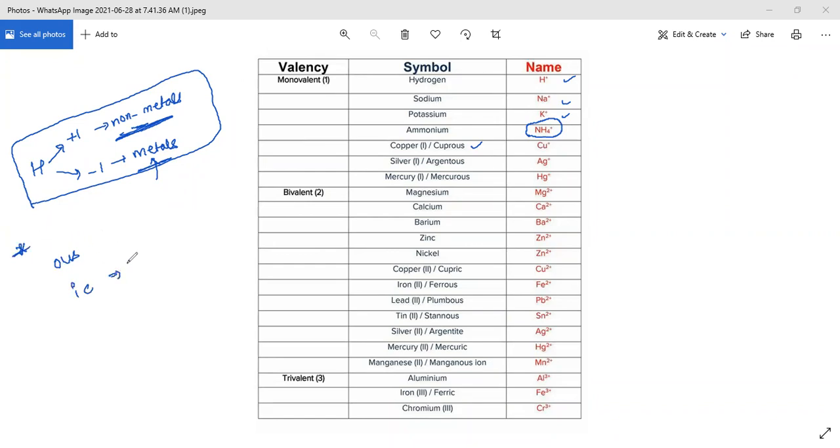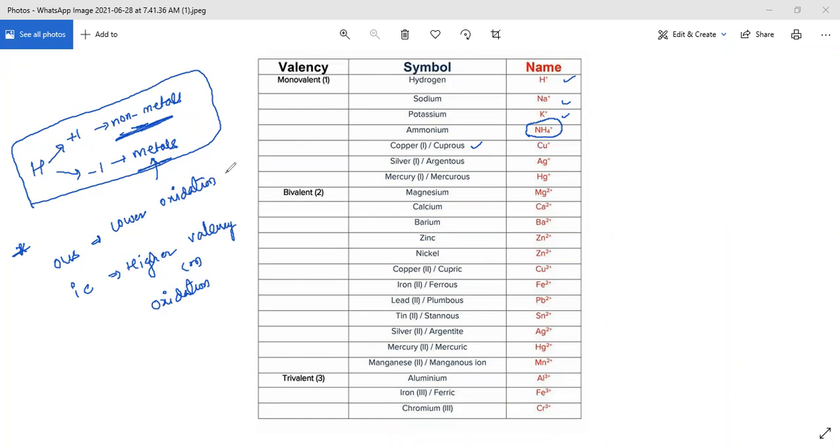IC is used for the higher oxidation state, and cuprous is the lower. Higher valency or higher oxidation state means more oxygen; oxygen will be low in cuprous. Same for iron also: ferrous and ferric.